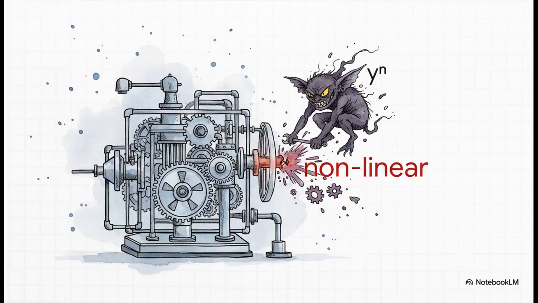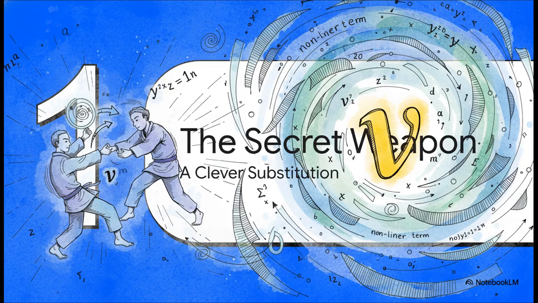And that's the heart of the issue, right there, that little y to the n term. That's the one thing that messes everything up, that breaks the linearity and stops us from using our usual bag of tricks. It's kind of the villain of the story, but like any good villain, it has a weakness. So how do we deal with a problem like this? We don't try to fight it head on. Nope. We need something a little more clever.